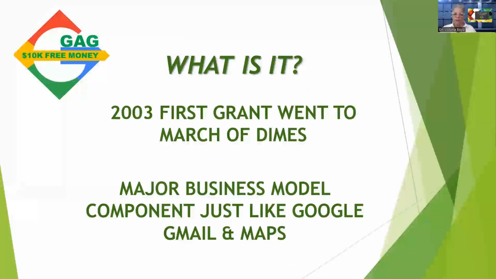What is it? Google started this ad grant platform way back in 2003. So it's been around for 20 years. And the first grant went to the March of Dimes, but it has become a part of their business model. Just like you recognize Google Gmail and Maps and things like that, the ad grant platform was formed early on in its business development, and it is a major part of its business model. That means they dedicate a lot of time and energy to what's happening with their Google ad grants.